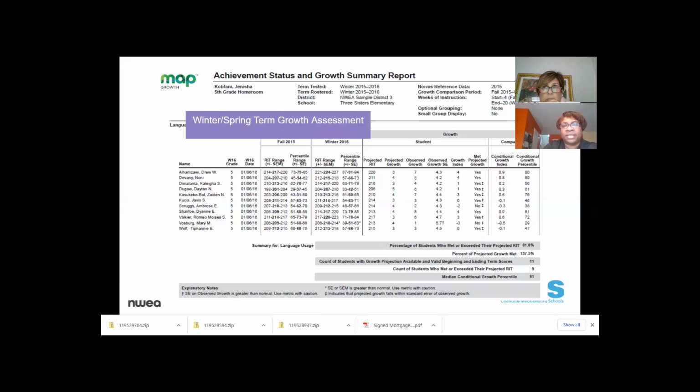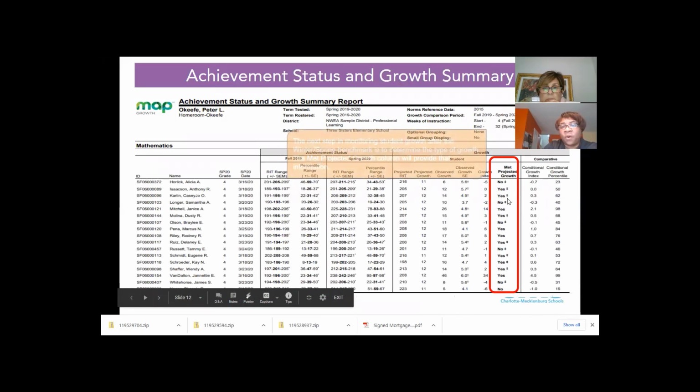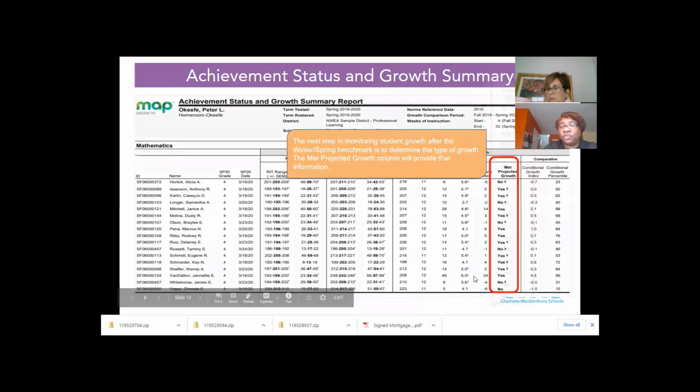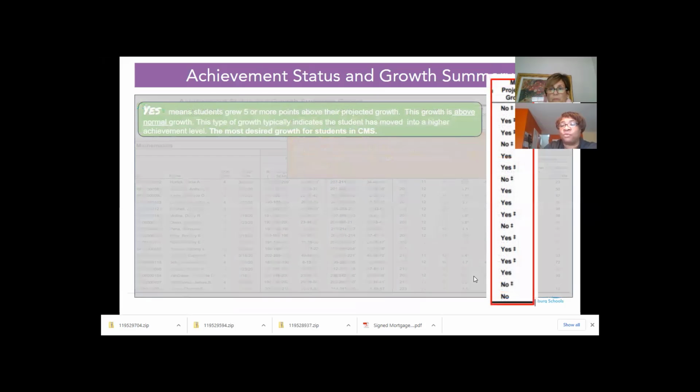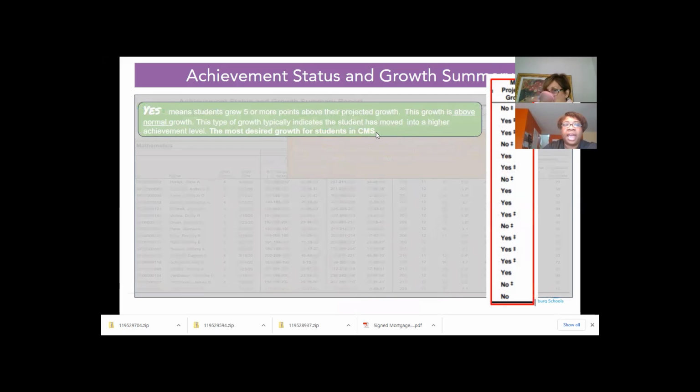So let's dive a little bit deeper into what I'm speaking to you about here. Focus on this section that blew up, the growth section. I'm going to give you the quick, easy way to use these key indicators, to know what they mean, so you can do a quick glance to know which students are growing at the rate that we need them to grow. So here's what we typically see. When you look at this met projected growth column, we see the yes with no symbol behind it.